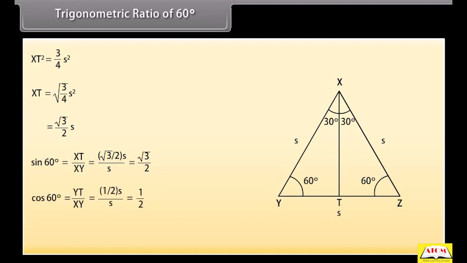Cos 60 degree is equal to YT upon XY equals 1 upon 2 s upon s equals 1 upon 2. Tan 60 degree is equal to XT upon YT equals square root 3 upon 2 s upon 1 upon 2 s equals square root 3.